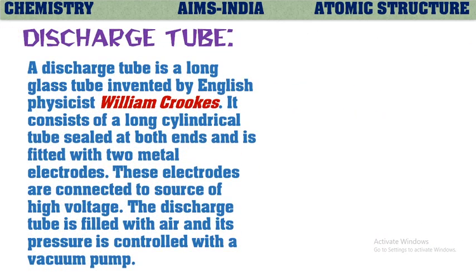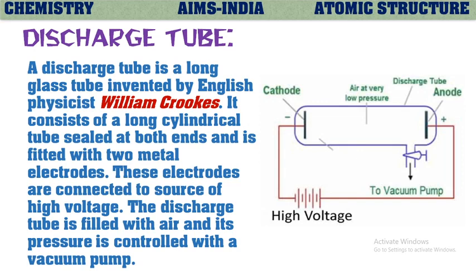A discharge tube is a long glass tube invented by English physicist William Crookes. It consists of a long cylindrical glass tube sealed at both ends, and it is fitted with two electrodes at opposite sides. These electrodes are connected to a source of high voltage. This discharge tube is filled with a gas or air, and its pressure is regulated or controlled by using a vacuum pump.